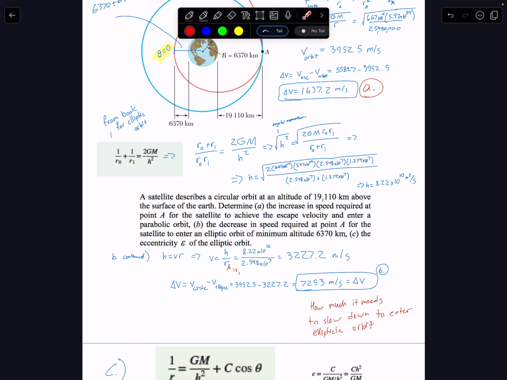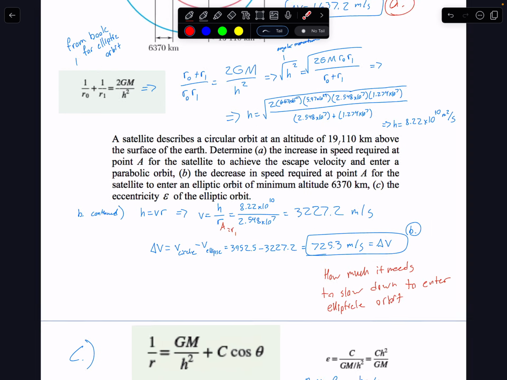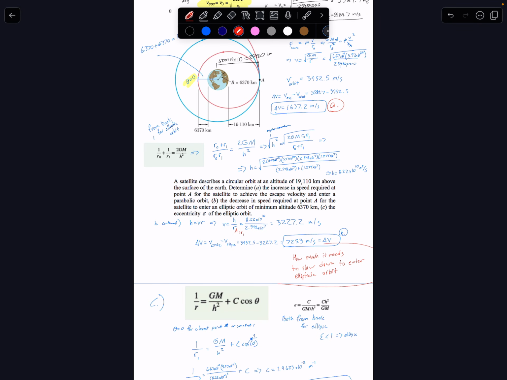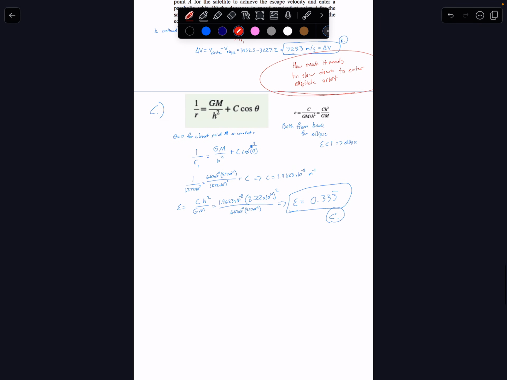Delta V is equal to the velocity while in the circular orbit minus the velocity of the ellipse, and we get that the change in velocity needs to be 725.3 meters per second, which actually, we should flip-flop these, I guess, but how much it needs to slow down to enter that orbit.